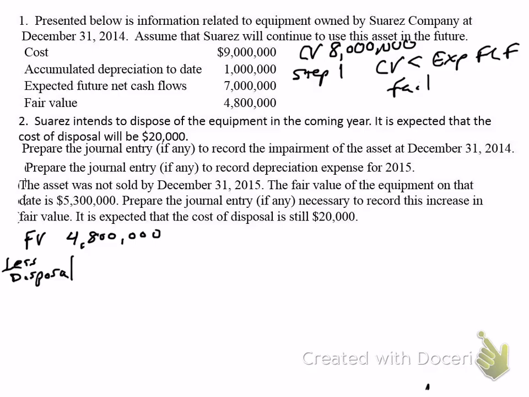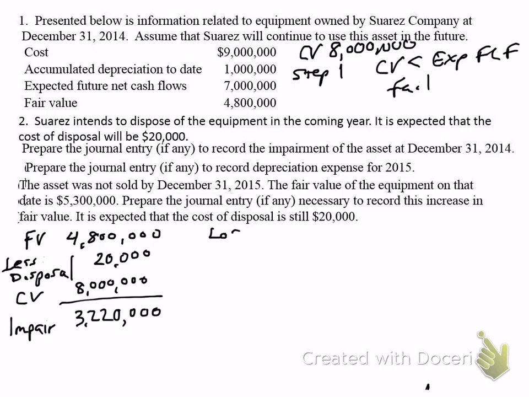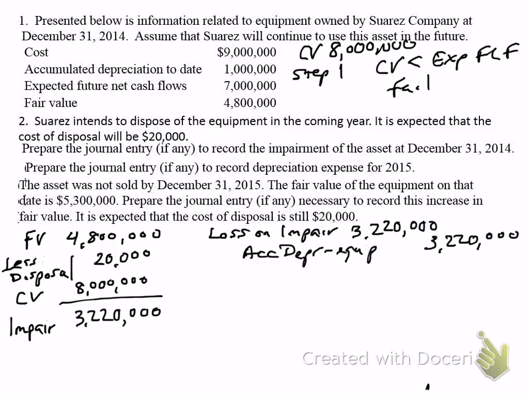In this example, because we're planning on selling it, we have a cost of disposal we have to take into consideration. So the fair value is $4.8 million. We have to subtract from that the cost of disposal, which is $20,000, and then also subtract the carrying value, which gives us an impairment of $3,220,000. So we'll record that loss on impairment, accumulated depreciation of equipment. Now there's no depreciation because this asset is being held for sale. It's not being used, so we don't have to depreciate it.